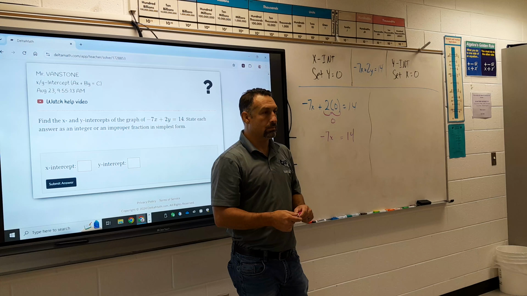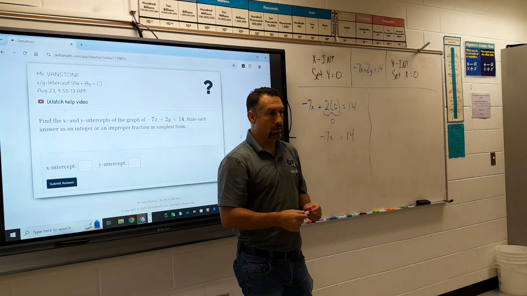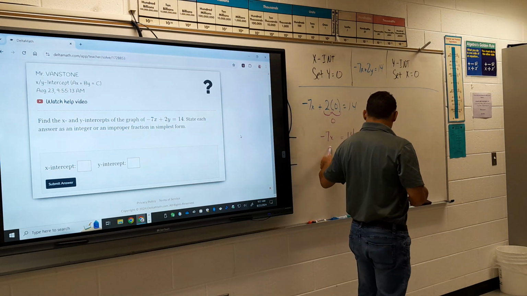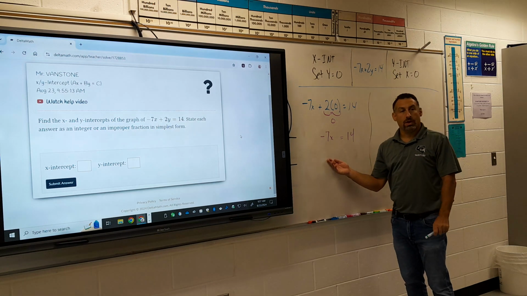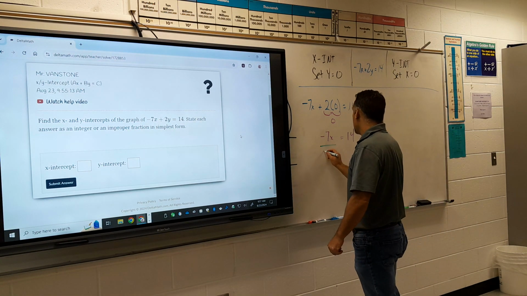Yes? Do you have to divide the 14 by the negative 7? Other way around. We're going to divide by the negative 7. So whatever number is in front of our variable, in this case it's a negative 7, we're going to divide that on both sides.